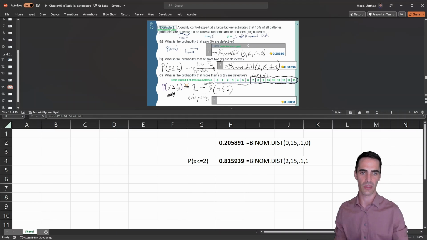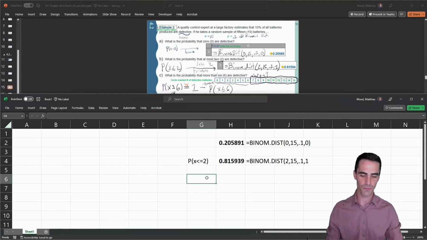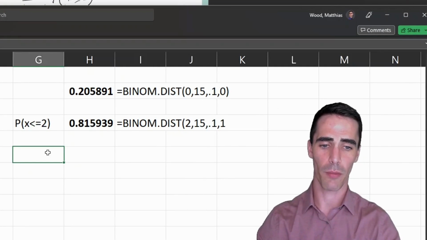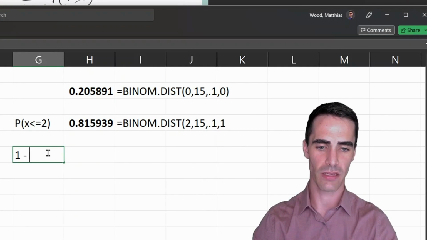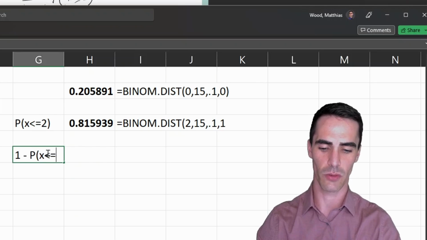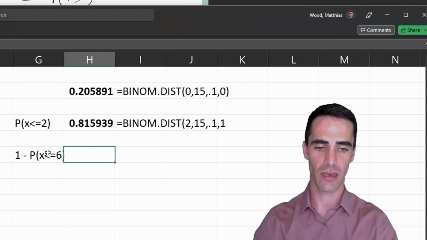We can do so pretty easily here. Let me type out exactly what that looks like here. So there are a couple of different ways to do this. Let me do it directly. Again, my probability should be 1 minus the probability that x is less than or equal to 6. If I'm going to type that in, I can do so.